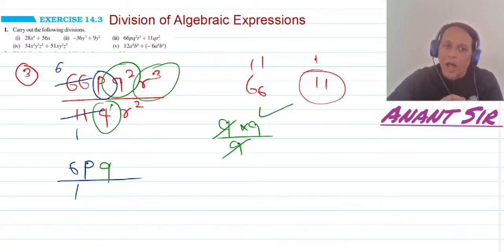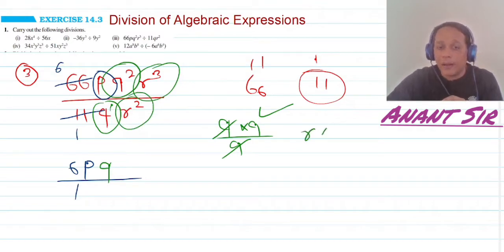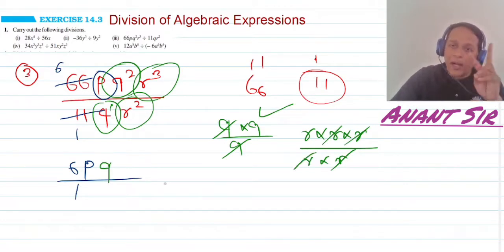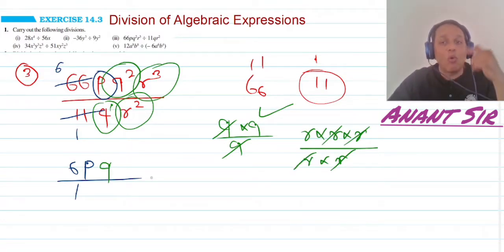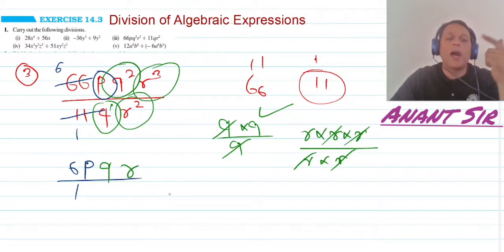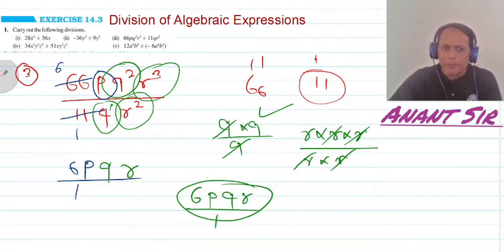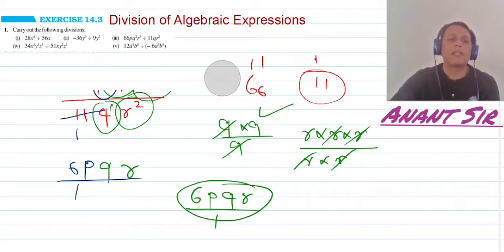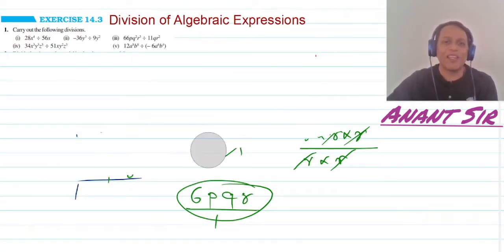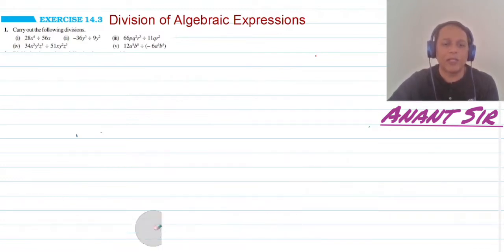Similarly for r³ and r², r³ is in the numerator and r² is in the denominator. So 2 r's get cancelled, 1 r is more in the numerator. So 1 r will be the answer in the numerator. So this is our final answer, friends: 6pqr. Even if you don't write the 1 in the denominator, it's okay, because if you divide by 1, the answer is going to be the same. So let's continue with the next question, friends.